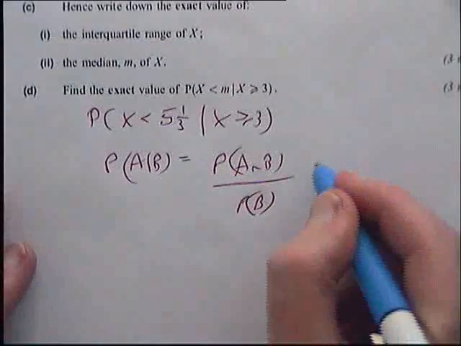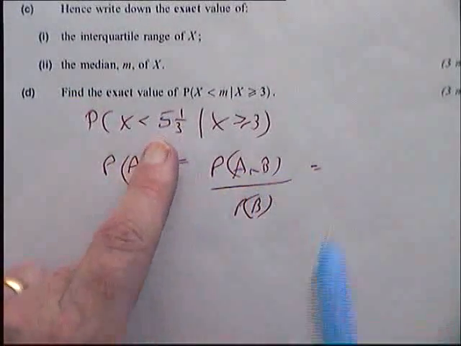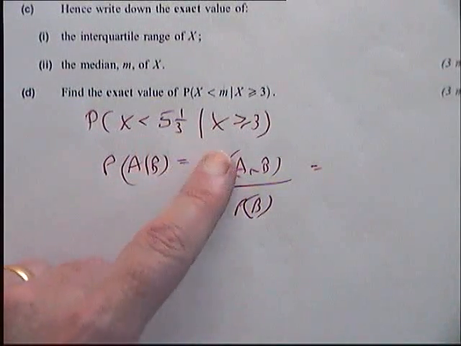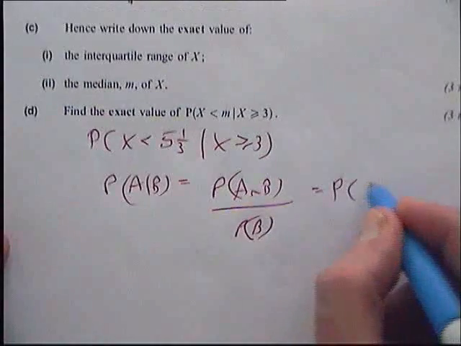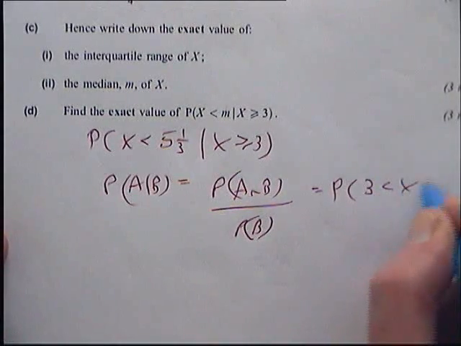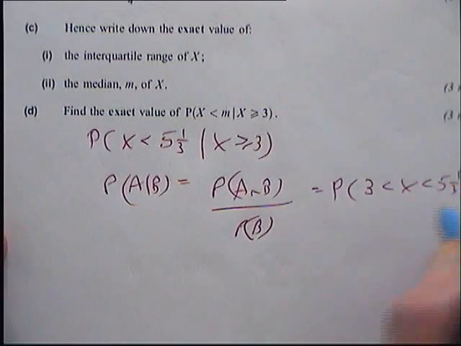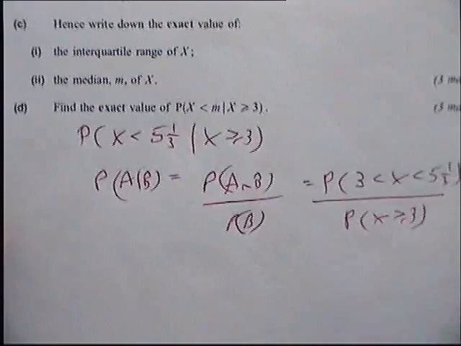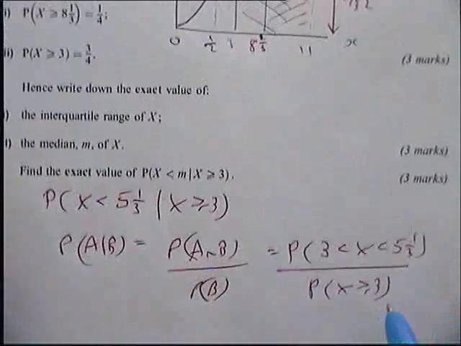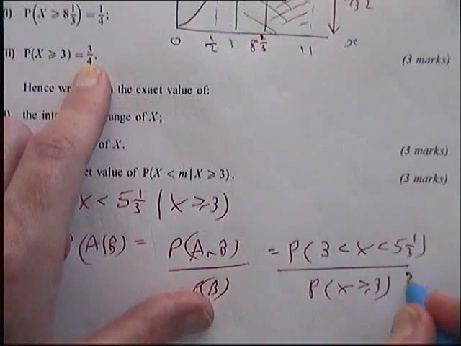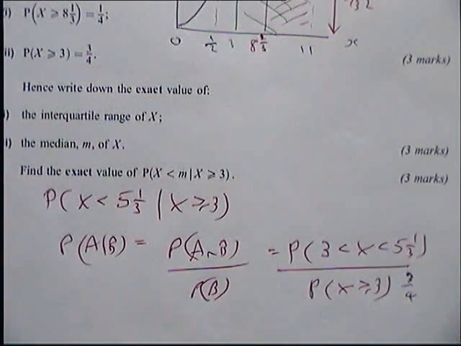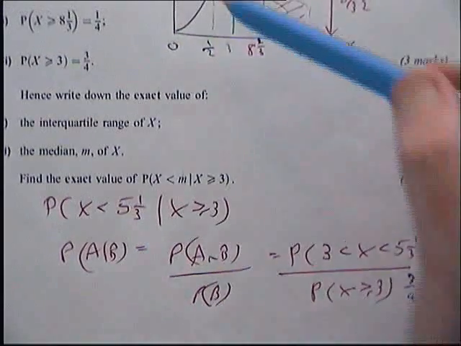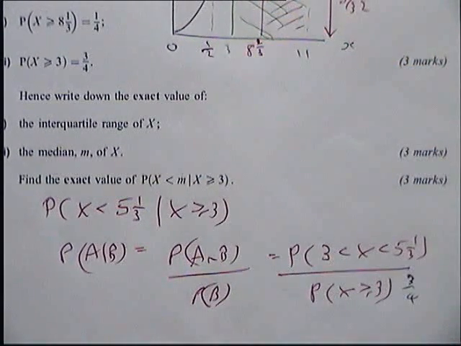Okay, so that will be the probability that it's less than 5 1/3 and greater than or equal to 3. In other words, it's between the two of them, divided by the probability it's greater than or equal to 3. Well, we know greater than or equal to 3, that is 3/4. So that bit down there is 3/4. So we just got to do the top bit here, and you can work that out by using areas of rectangles. Has anybody got a final answer for that one?